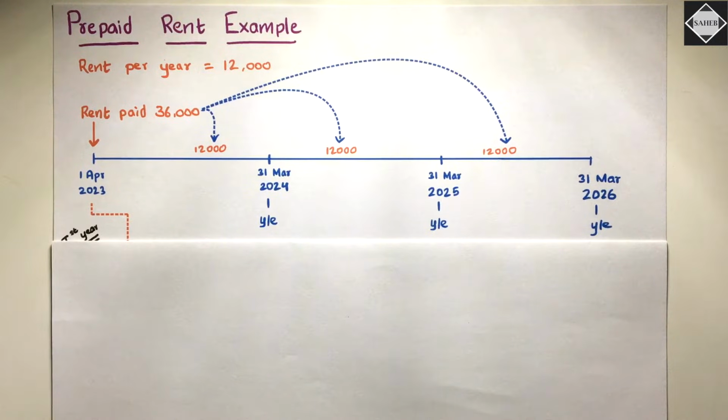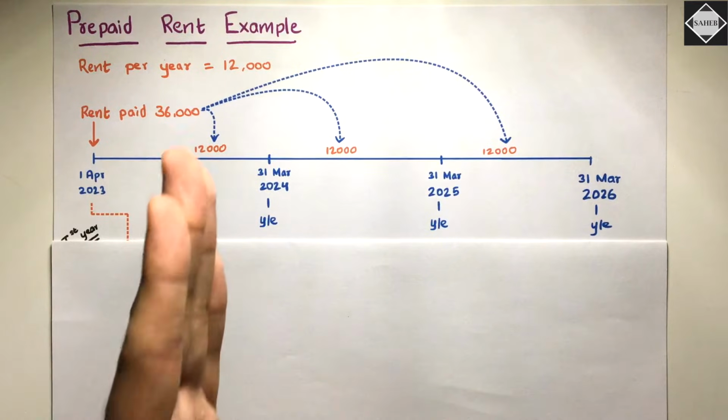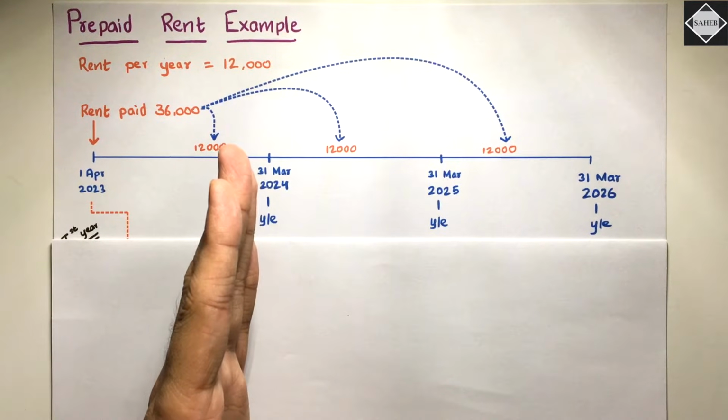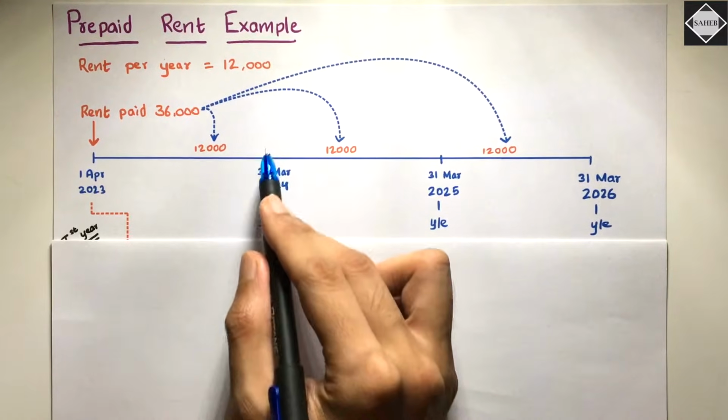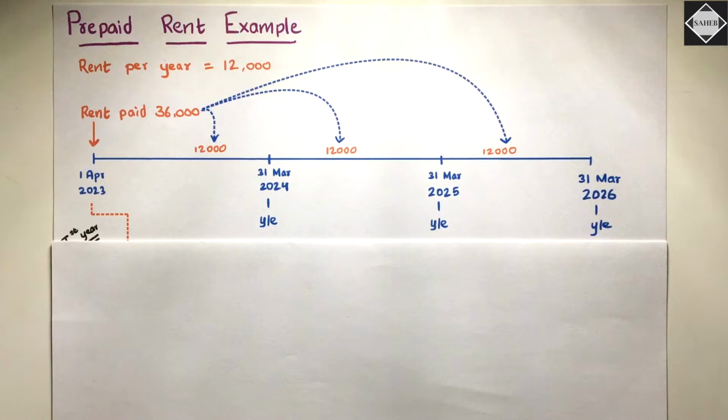So what we are going to do here is pass the adjusting entry and the reversal entry. You all know the adjusting entry is passed at the end of the accounting period, and the reversal or reversing entry on the first day of the next accounting period. Is that clear? Okay, so let's begin the example.